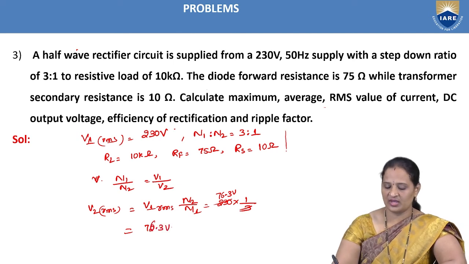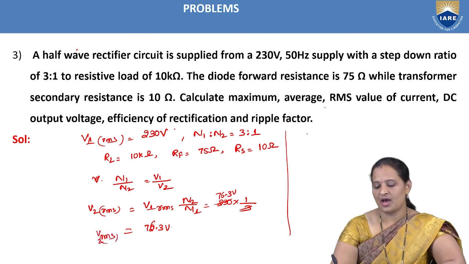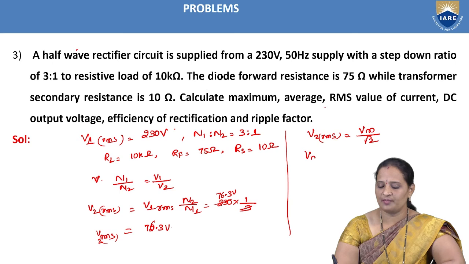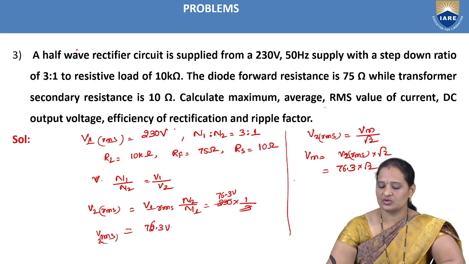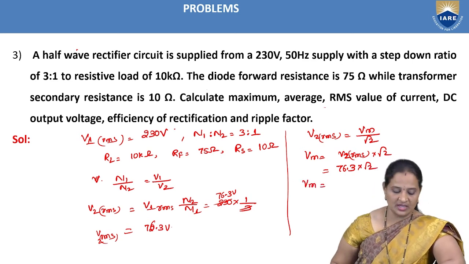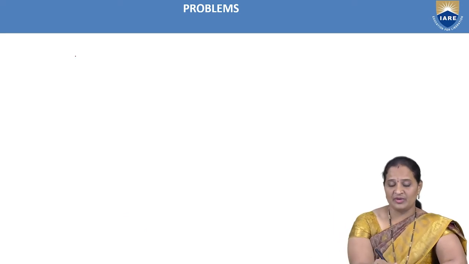So as we can calculate V2 RMS here, we know that the RMS value at the secondary winding is given by Vm by root 2. So Vm is equal to V2 RMS into root 2, which is nothing but 76.3 into root 2. So this value we can obtain. Now that is the Vmax value.